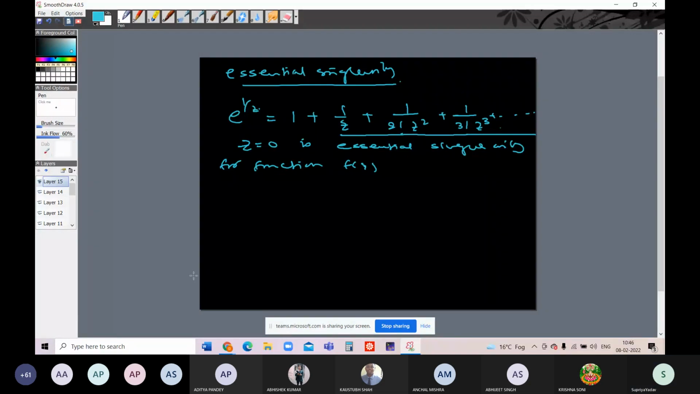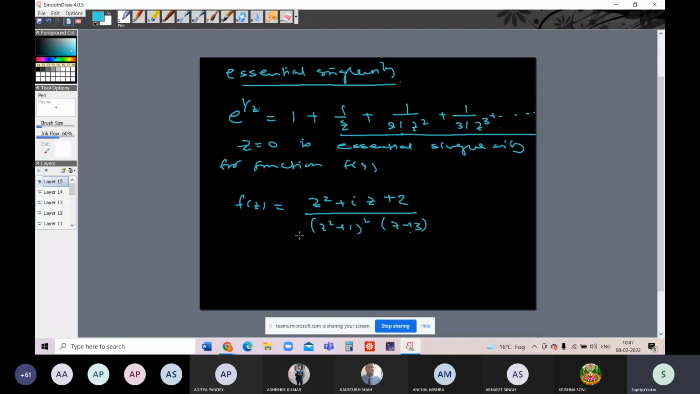Suppose we are given a function f(z) = (z^2 + iz + 2)/((z^2 + 1)^2 (z + 3)). For this function, we have to classify all the singular points: where the singular points are, and which type of singularity each one is.